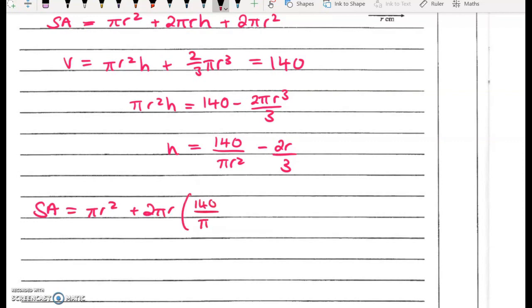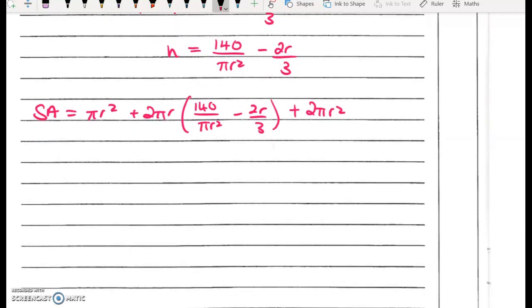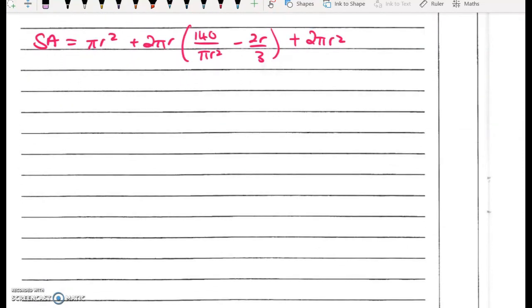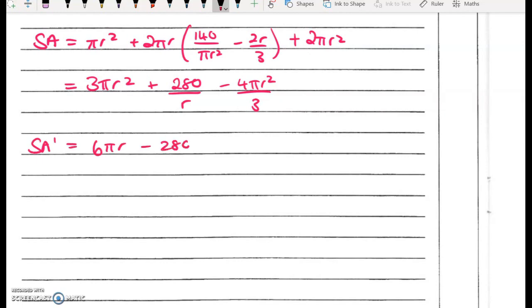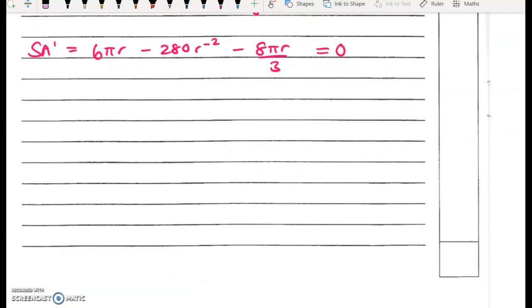Okay, now we can rewrite the surface area as pi r squared plus 2 pi r multiplied by h that we just worked out, plus 2 pi r squared. Which simplifies to this. We've collected up the pi r squared terms and multiplied out this bracket. Now we can differentiate that expression. We get 6 pi r minus 2 at r to the minus 2 minus 8 pi r over 3, and we want to set that equal to 0 so we can minimize it.